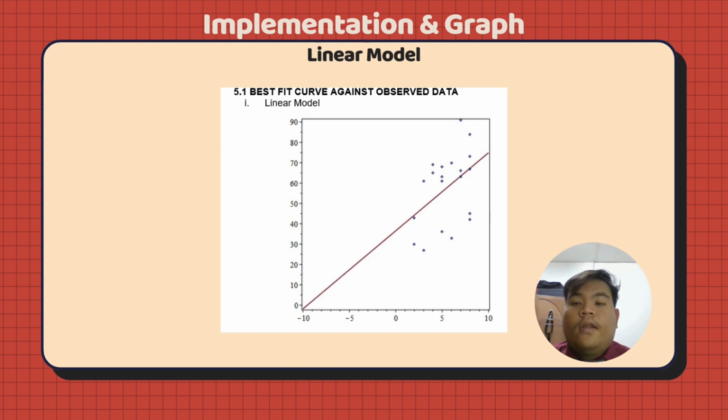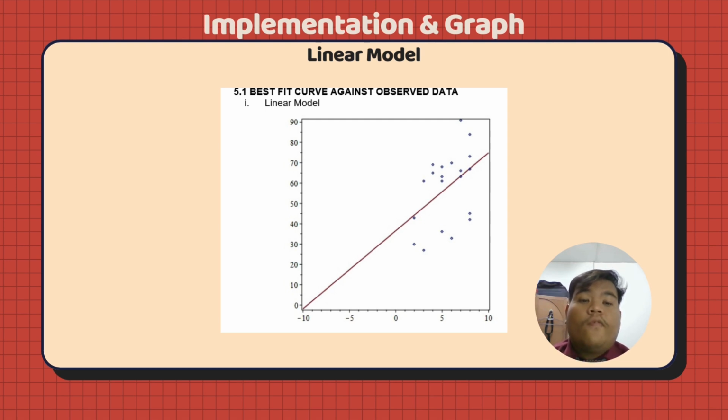Now we are at the graph section for the linear model. I would like to explain the best fit curve against observed data. You can see the scatter plot of observed data showing a best fit curve using a linear model. The purpose of this plot is to visually assess how well a simple straight line equation can model the relationship between the two variables.